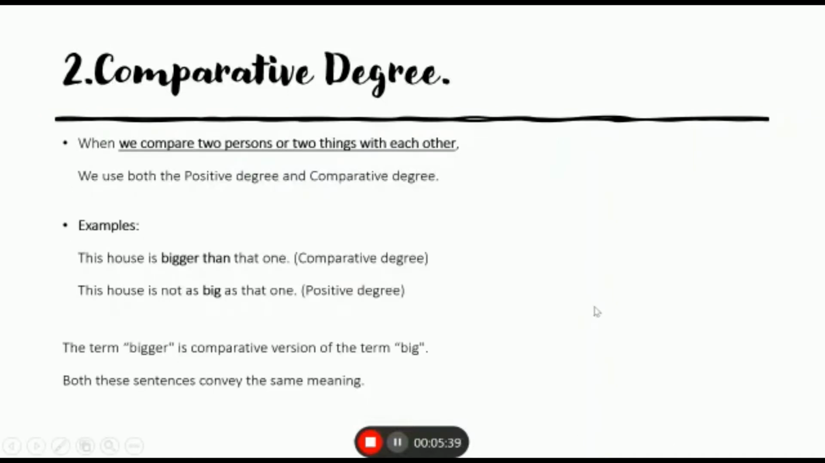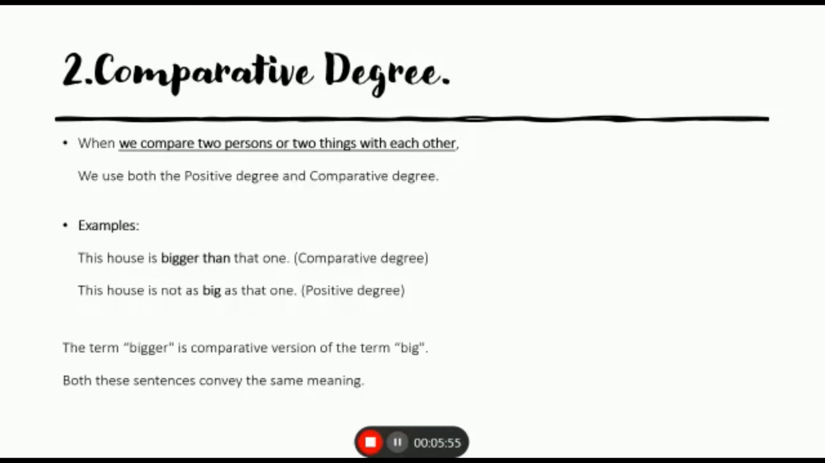Coming to the second one, comparative degree. We compare two persons or things with each other. For example, this house is bigger than that one. So now this is bigger than this one. I am comparing two things together, hence it becomes comparative.